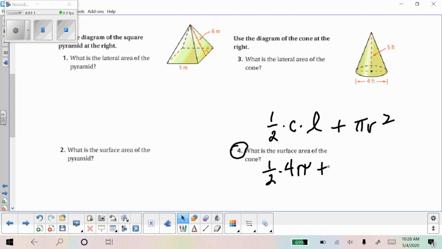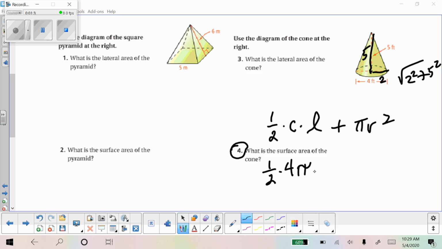And then the slant height, we actually have to calculate that here on this one. So this is a 2 here, and this is a 5. So we're going to do the square root of 2 squared plus 5 squared to get that hypotenuse, which looks like the square root of 29. So 1/2 times the circumference times the slant height. We have the square root of 29, and that's in simplest radical form. There's no perfect square factor in 29.